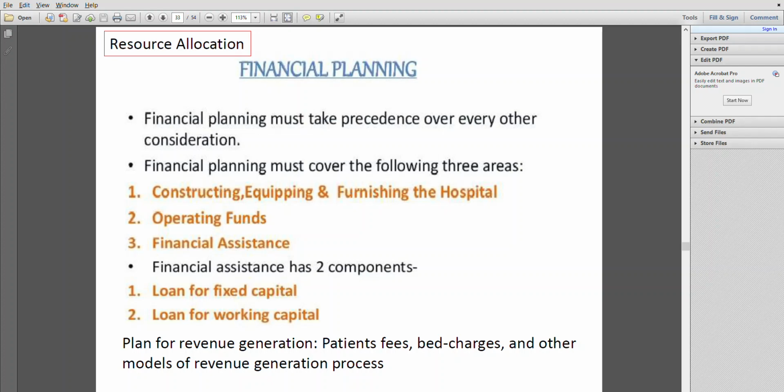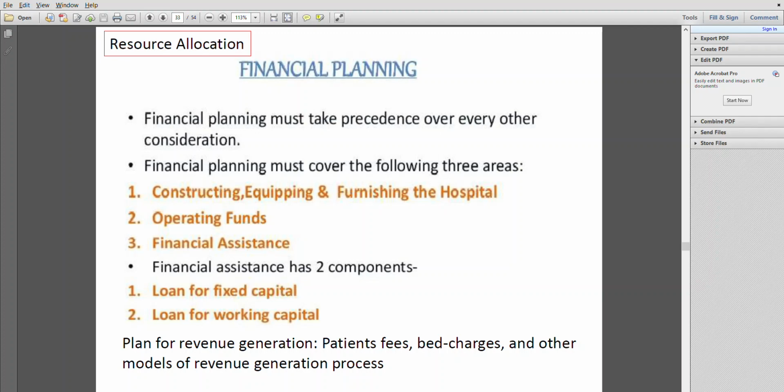Financial planning must cover the following three areas: constructing, equipping, and furnishing the hospital; operating funds; and financial assistance. Financial assistance further has two components: loan for fixed capital and loan for working capital. The plan for revenue generation includes patient fees, bed charges, and other models for revenue generation. So these are some of the financial planning components.